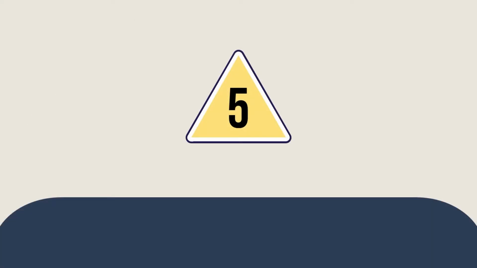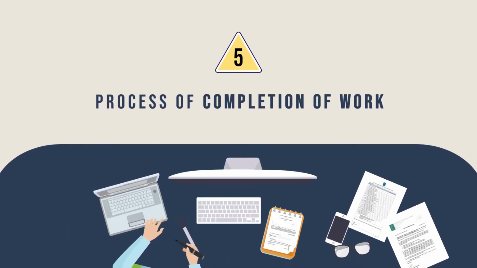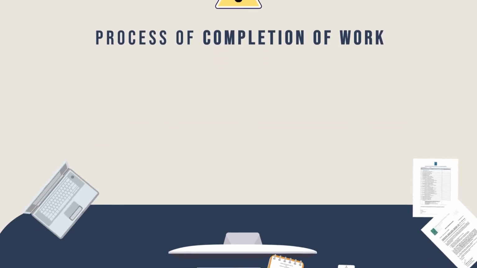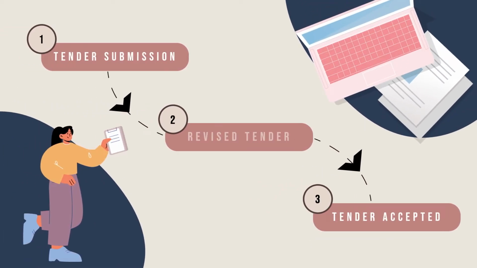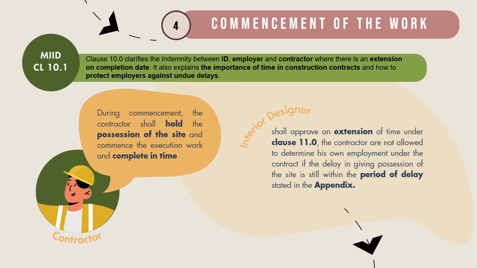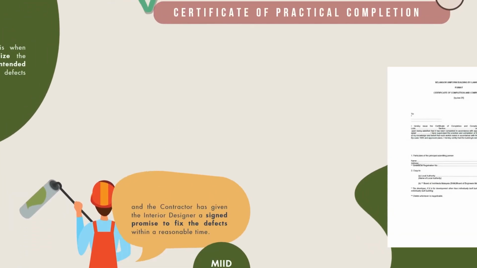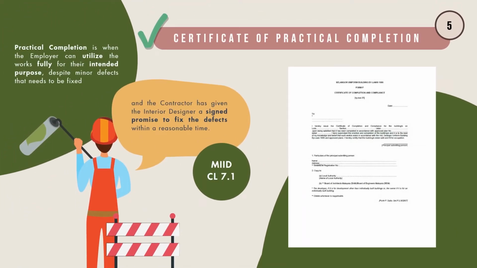Next is the process of completion of work. The process includes tender submission, revised tender when revisions happen, and when the tender is accepted. During commencement, the contractor must maintain possession of the site and complete the work on schedule. If the employer takes too long to give the contractor possession, the extension of time must be granted by the interior designer. Practical completion is when the employer can actually utilize the work fully for their intended purpose, despite minor defects.